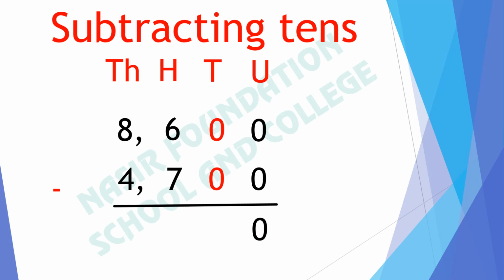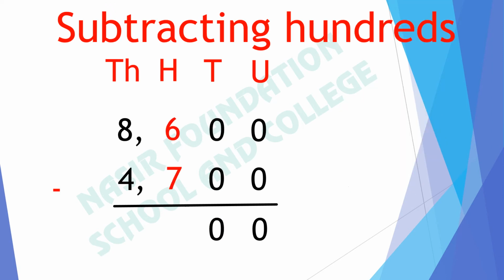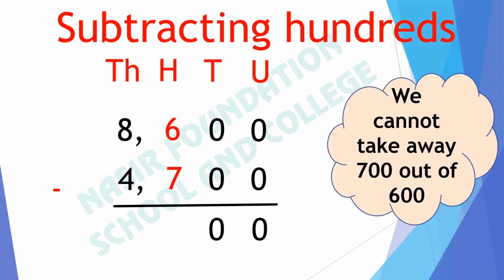After the subtraction of units, we will move towards the tens. We have to subtract 0 tens from 0 tens. From 0 tens we subtract 0 and here we are left with 0. After the subtraction of tens we will move towards the hundreds. As we cannot take away 700s out of 600s, from 600 we cannot take away 700.